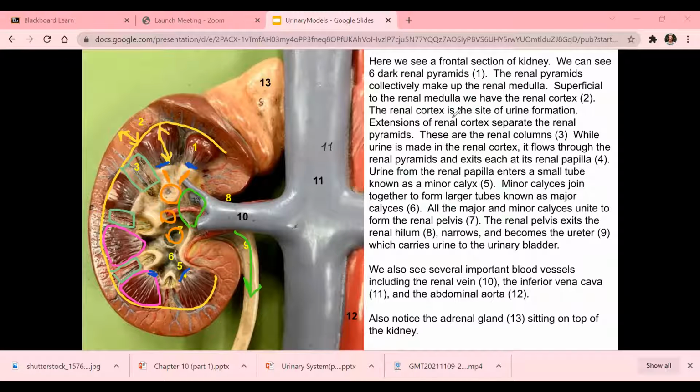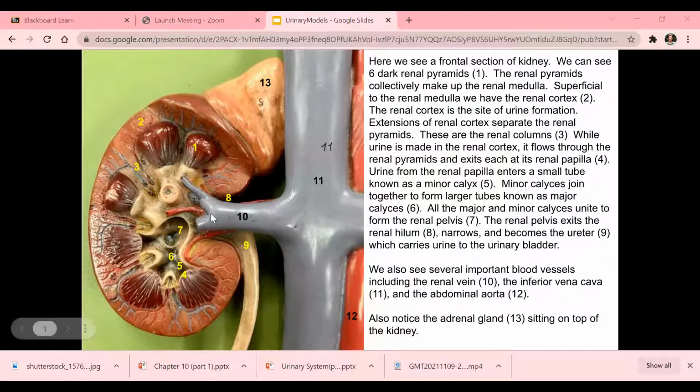Besides these structures, you can see the renal artery which come to our kidney. This is number 8, and the renal artery is the branch of descending abdominal aorta. And you can see the renal vein, which is number 10, and joined with inferior vena cava. On top of each kidney, we have adrenal gland, which is a part of our endocrine system.